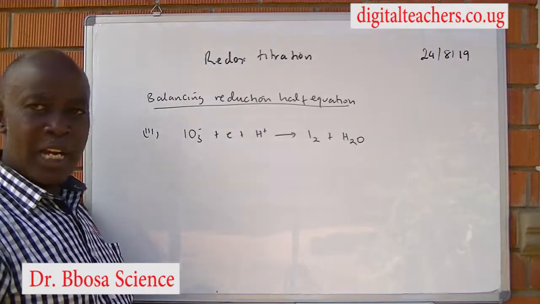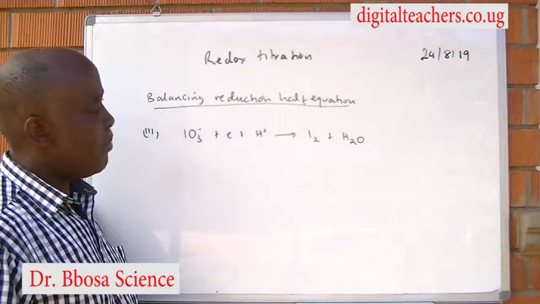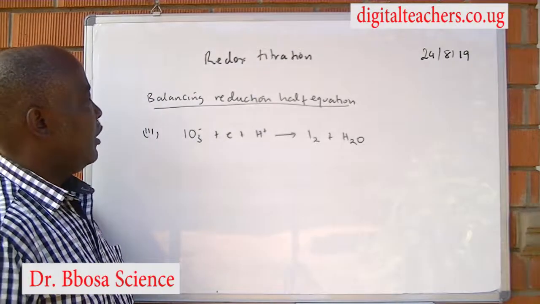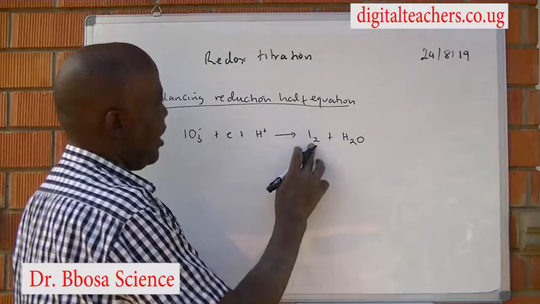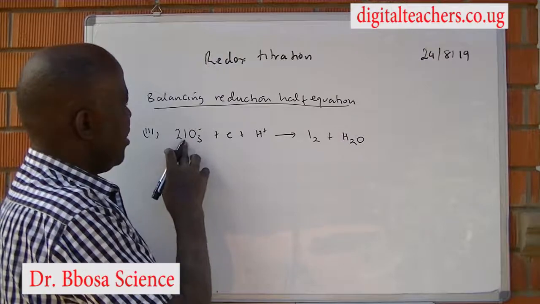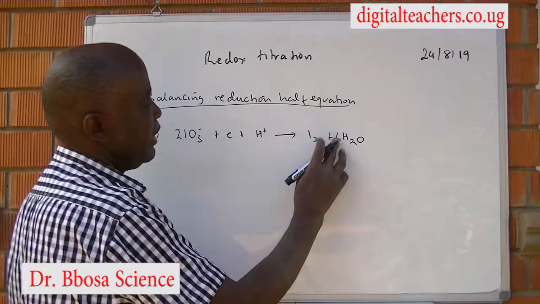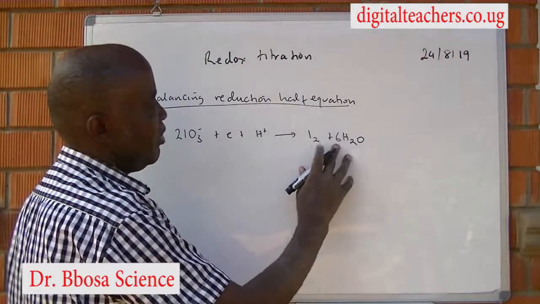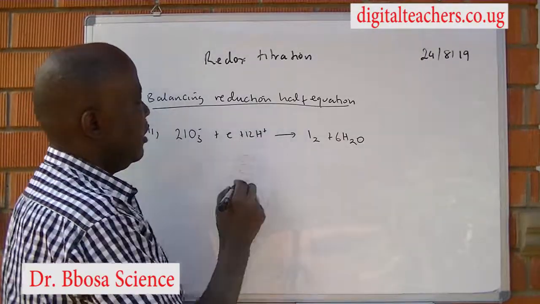Balance the following half equation. You can pause, balance, then you compare your answer with mine. So we have 2 iodine atoms. Here we have 1, so we put a 2. Here we have 6 oxygen atoms. Here we have 1, so we put a 6 to have 6 oxygen atoms. Here we have 12 hydrogen atoms. Here we have 1, so we put 12.